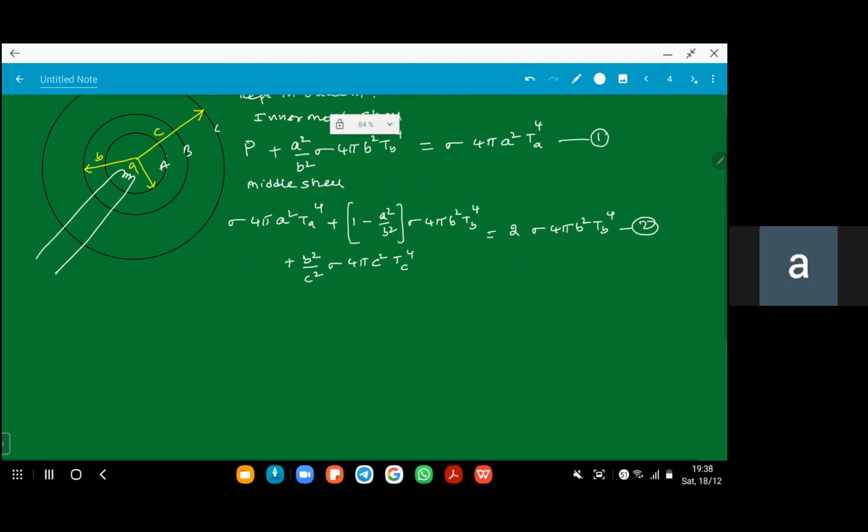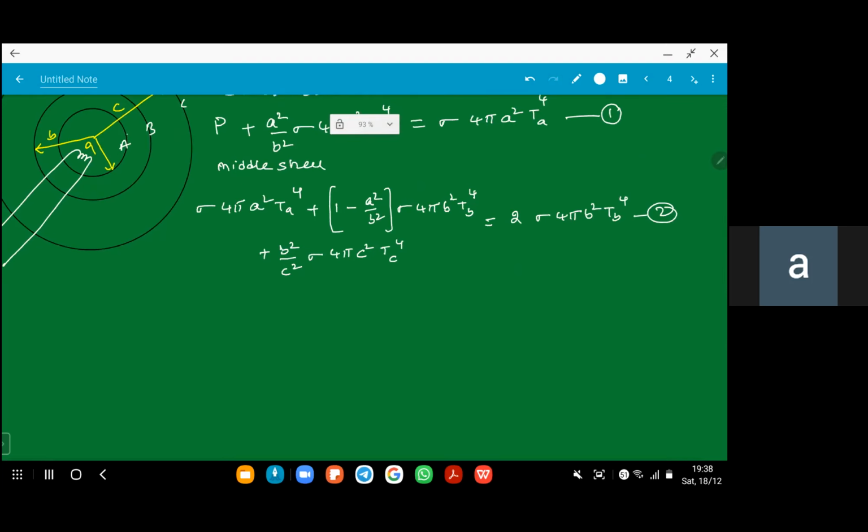And now the conclusion, not conclusion, the climax. The outer shell. Outer shell refers to 1 minus b square by c square sigma 4 pi c square tc power 4. Hope you followed. Whatever is given by C, collected back.